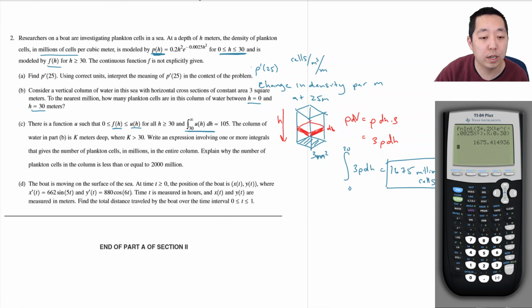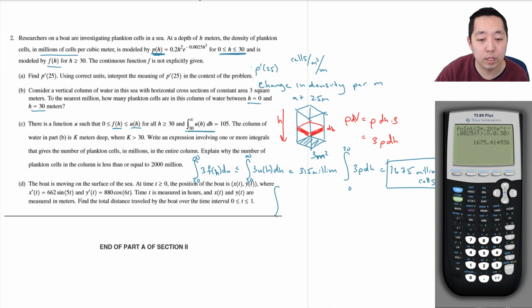So if I'm going to do this column of water, I'm going to do it for the infinite. What they're saying is the upper bound on the total. I want to calculate how many cells are between 30 and a million, 30 to infinity. And again, I do 3 times f of h dh. Now I know because f of h is smaller than u of h, this has to be smaller than the integral from 30 to infinity of 3 times u of h dh. And if I bring this 3 out, it's 3 times 105, or that's 315 million.